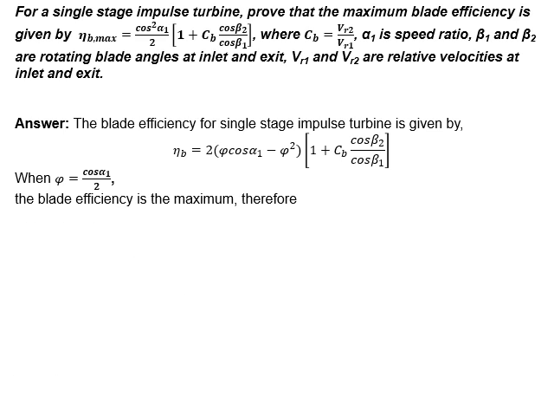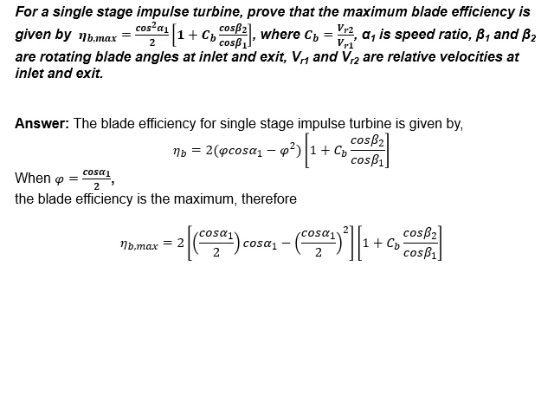So now the blade efficiency is the maximum, therefore the maximum blade efficiency is equal to 2 into, in place of phi, substitute cos alpha 1 by 2, and phi square is cos square alpha 1 by 2 square, that is 4. Substituting, 2 into (cos alpha 1 by 2) into (cos alpha 1 minus (cos alpha 1 by 2) whole square) into (1 plus CB cos beta 2 by cos beta 1). That is the expression for maximum blade efficiency. After simplifying, the maximum blade efficiency becomes cos square alpha 1 by 2 into (1 plus CB cos beta 2 by cos beta 1).